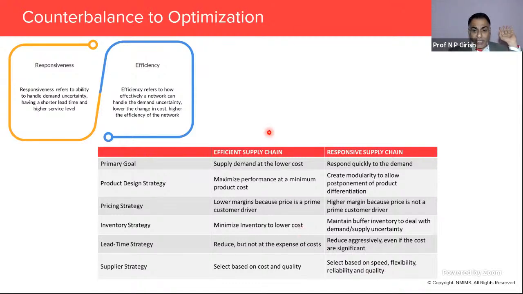That's efficient supply chain and responsive supply chain. Very important to understand. In today's world, two important aspects that organizations struggle to keep in balance are how quickly can I respond to the customer and how can I keep the cost minimum. When you talk about responding quickly, your cost goes up. When you try to optimize the cost, your responsiveness takes a hit. So you need to try to balance both of them.